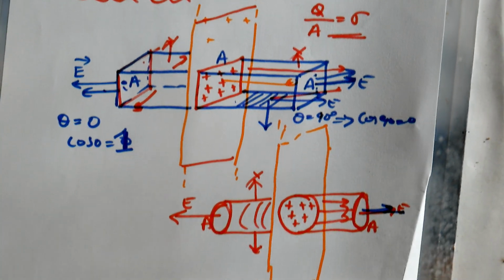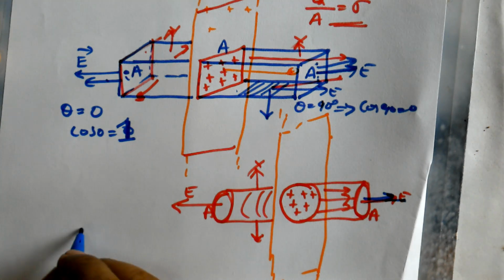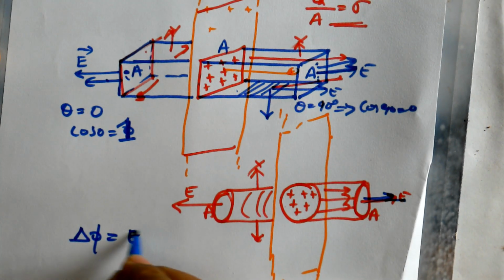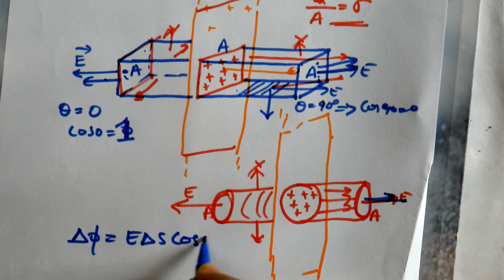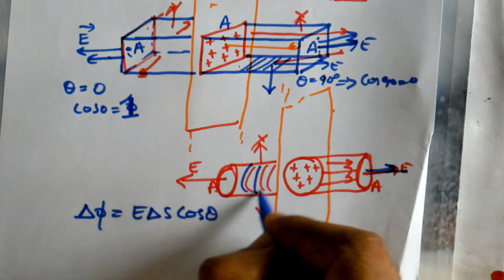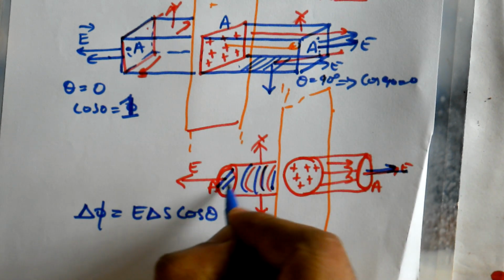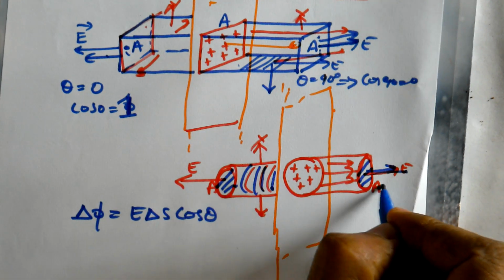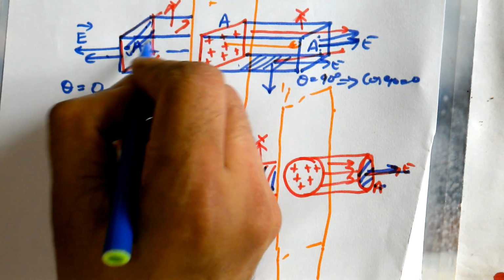Now we will apply one by one. So we know that flux through a small surface is E delta S cos theta. Now how to apply this for different surfaces? No flux through this and there is flux through this, but there are two areas, A plus A, 2A. Here also A plus A, 2A.